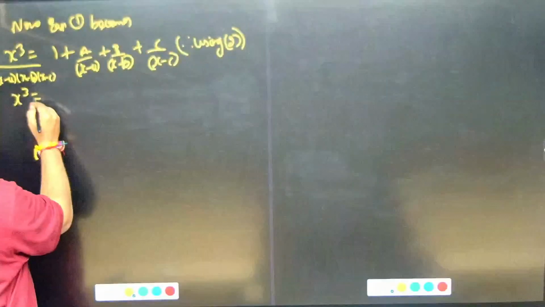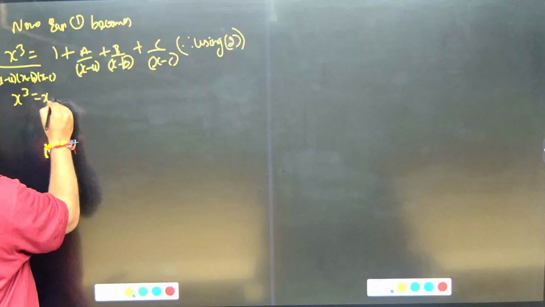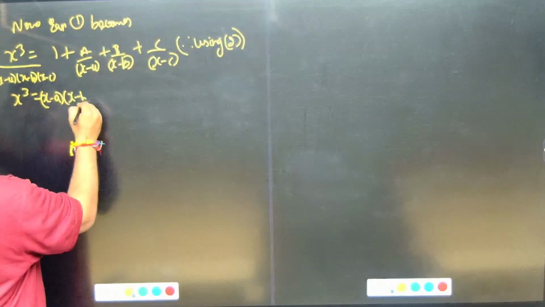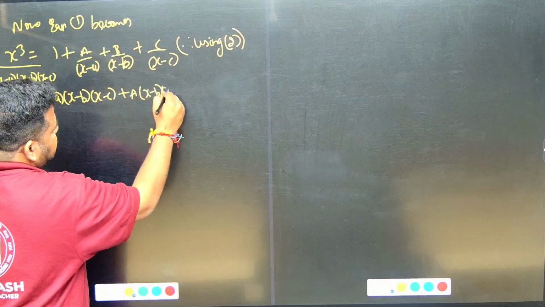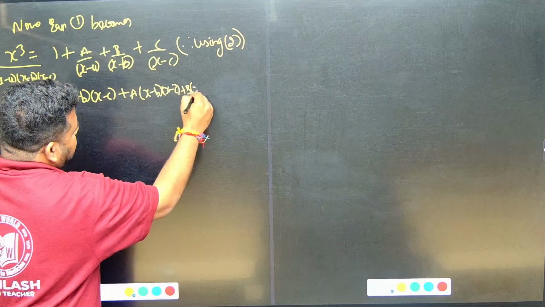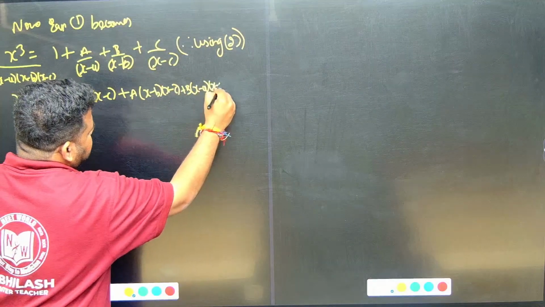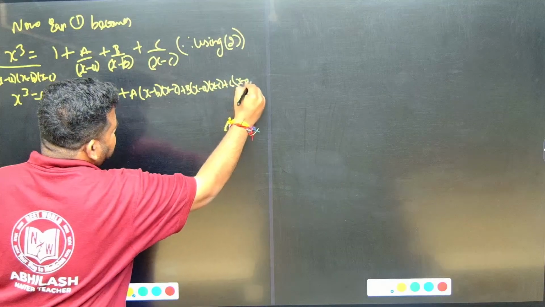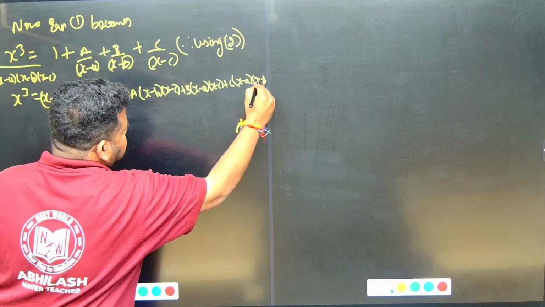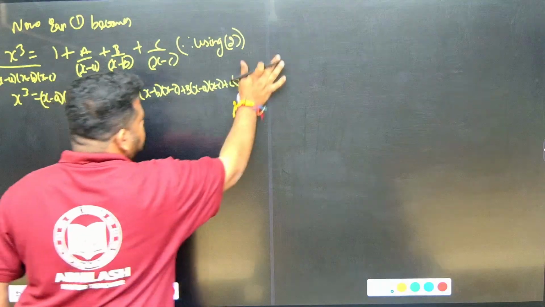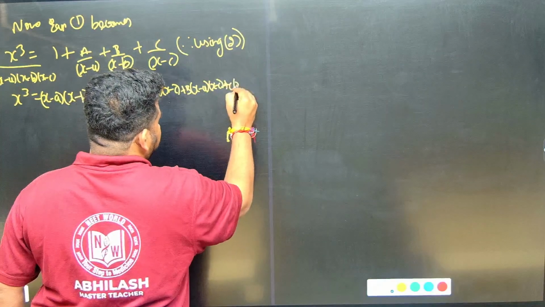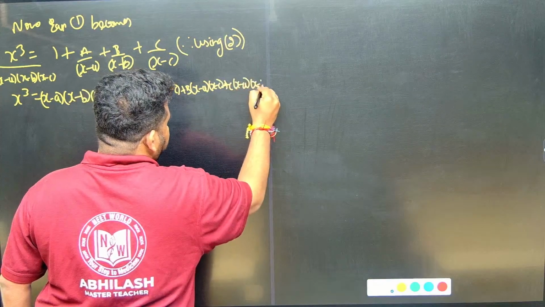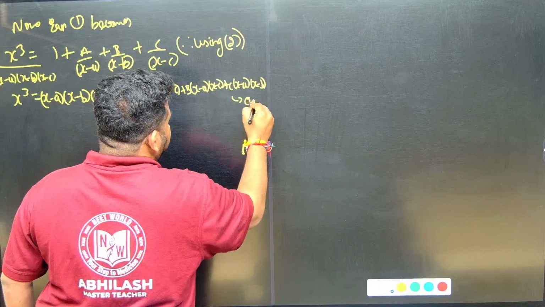Now we get x cube is equal to x minus a into x minus b into x minus c, plus A into x minus b into x minus c, plus B into x minus a into x minus c, plus C into x minus a into x minus b. Let this be equation 3.